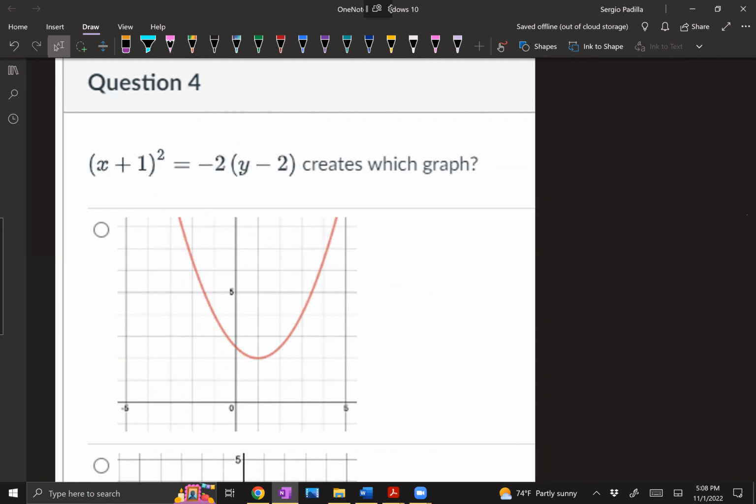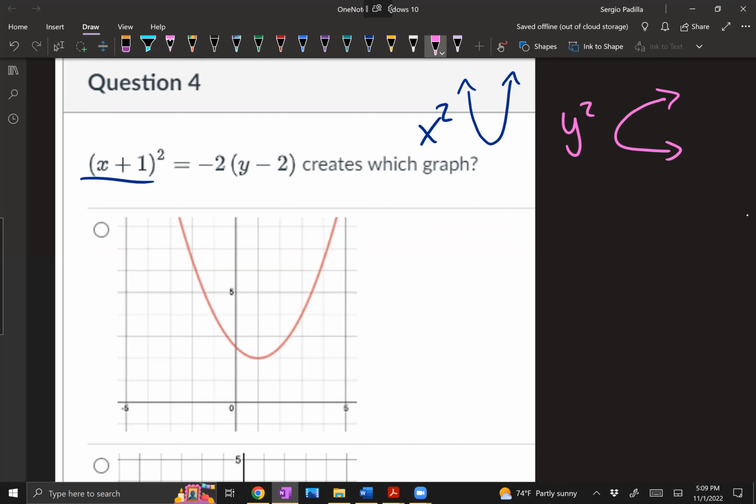Now, in this one right here, question 4, this is going to be a parabola. Notice how you only have one variable that's being squared, right? When the x is squared like in this one, I know it's going to be a vertical parabola, because this is generally how parabolas work. If the y is squared, you're going to have a horizontal parabola. If it's positive, it's facing right. If I have a negative y squared, it's going to be facing left. And the negative usually is going to happen here.